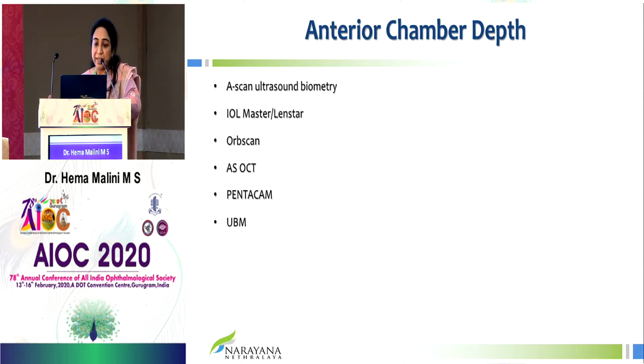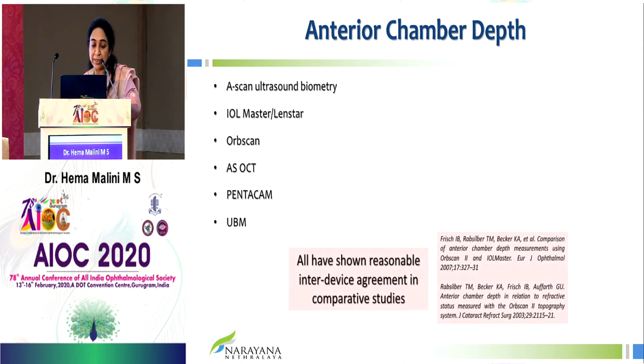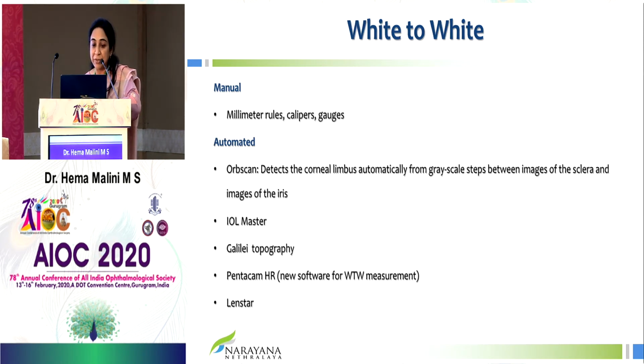So the various machines that would give us anterior chamber depth would be either ultrasound A scan or an optical A scan, IOL Master or Lenstar, OBSCAN, the ASOCT, Pentacam, and the UBM. All have shown reasonable inter-device agreement in comparative studies.